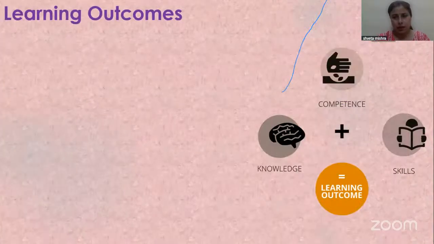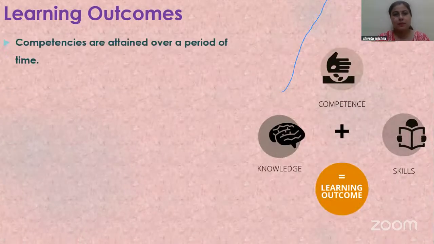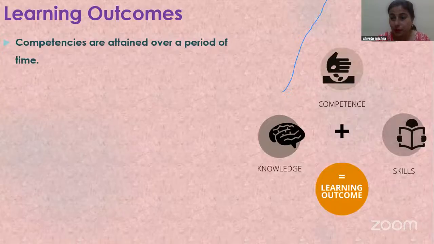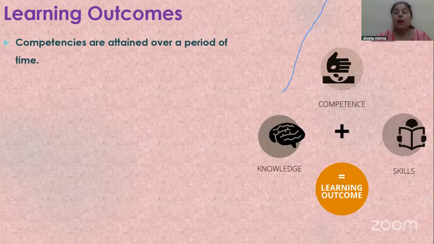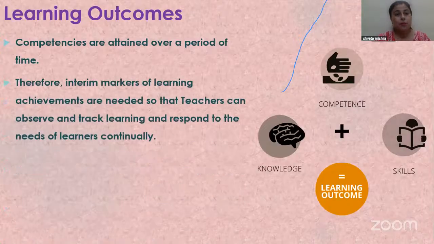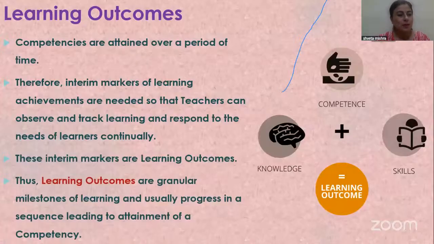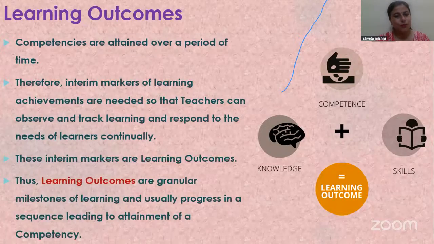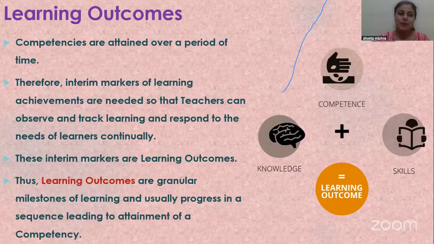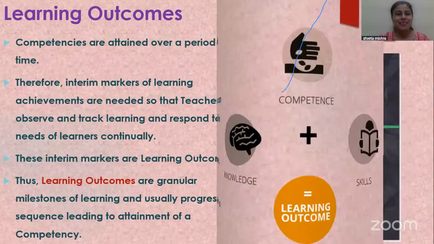Now, what are learning outcomes? The competencies, you know, are attained over a certain period of time. It takes time to become competent in something. But how do we see whether it is going on or not? Therefore, we have to have some interim markers of learning achievement, and these interim markers are called learning outcomes. So learning outcomes are the granular milestones of learning and usually progress in a sequence leading to attainment of competency.